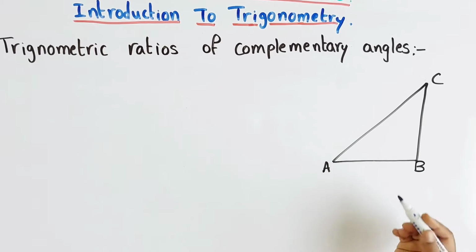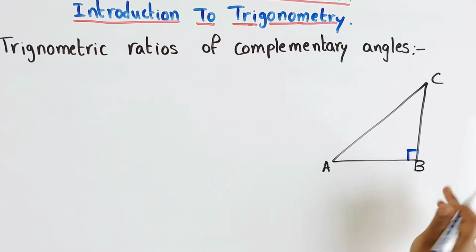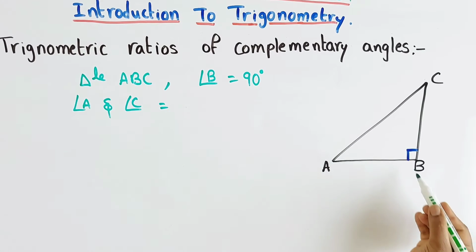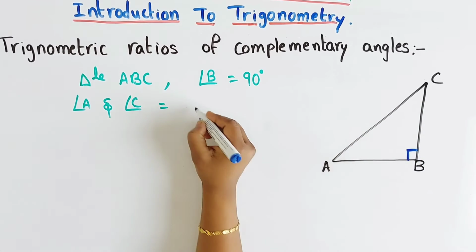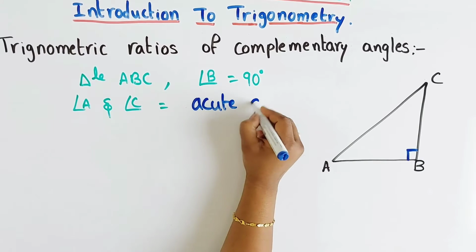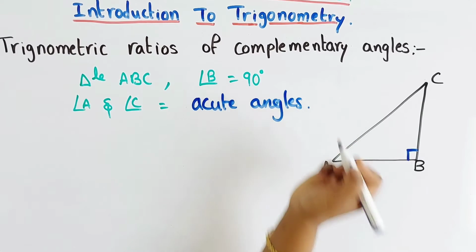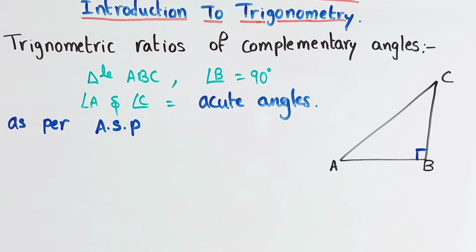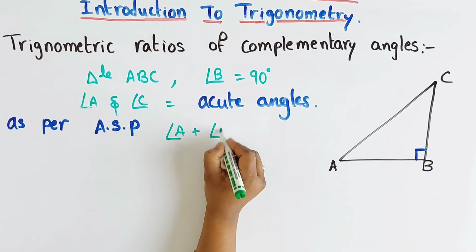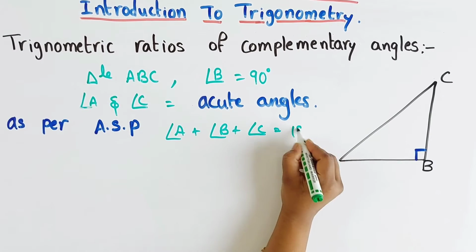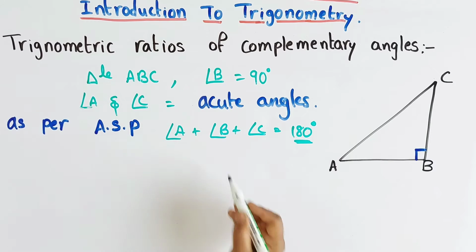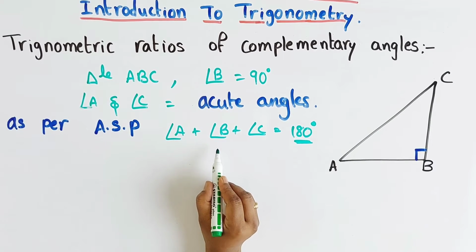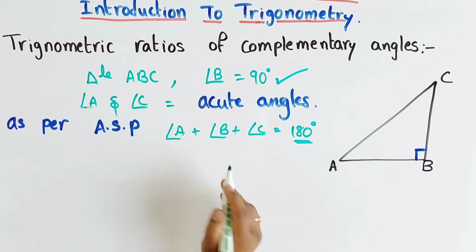Let's take a right angle triangle ABC, right angled at B, children. Now here angle B equal to 90 degrees. What about angle A and angle C? These two are acute angles. As per angle sum property, here we can write angle A plus angle B plus angle C equal to 180 degrees. Correct? Here we already know that angle B equal to 90 degrees. Right? Let's substitute the value here.